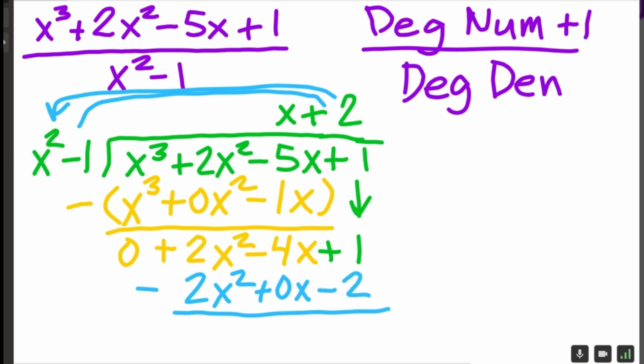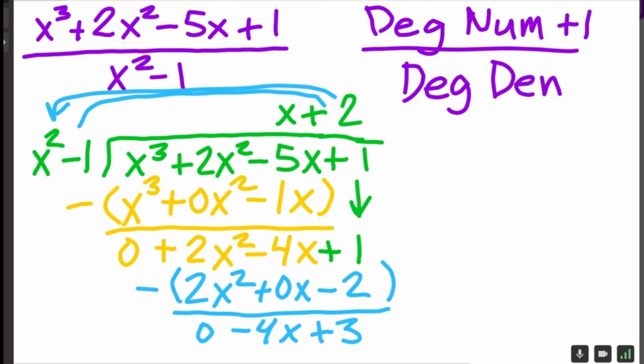Subtract that difference now. Put the parentheses around it because you want to make sure we're not missing anything with our format, with our signs, I should say. 2x squared minus 2x squared is 0. Negative 4x minus 0x is a negative 4x. Positive 1 minus a negative 2, in other words minus a minus, that's going to be a plus 3, right? A positive 1 plus 2 is a plus 3.